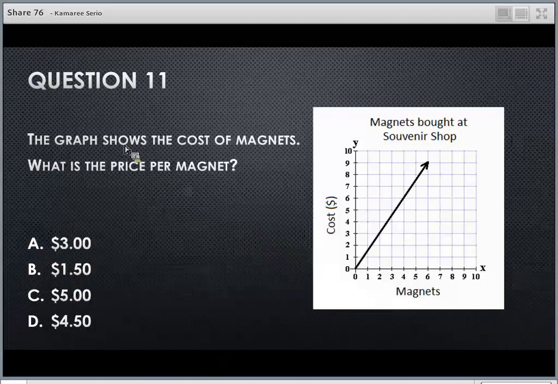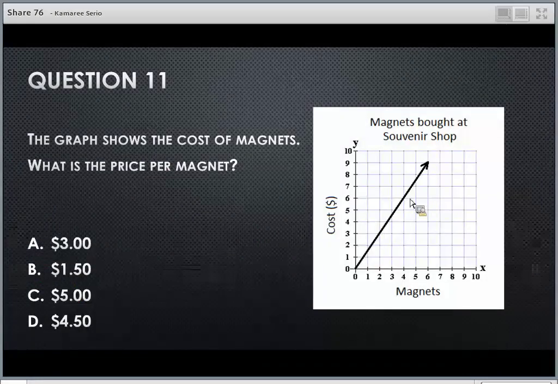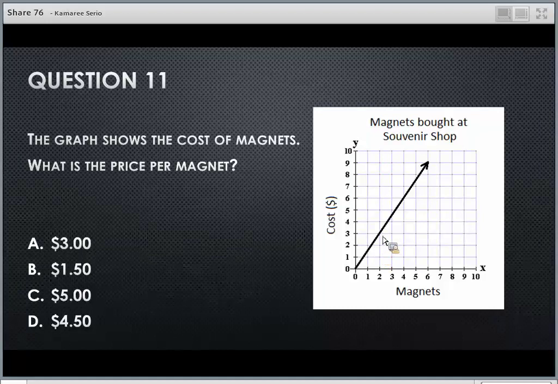Perfect. All right, so the graph shows the cost of magnets. Okay, this graph again does not have dots for us, so it's up to us to pick the right point. So if I follow this line, nope, that doesn't go in the intersection. Not in the intersection. Not quite yet. Oh, this one right here. This goes in the intersection.